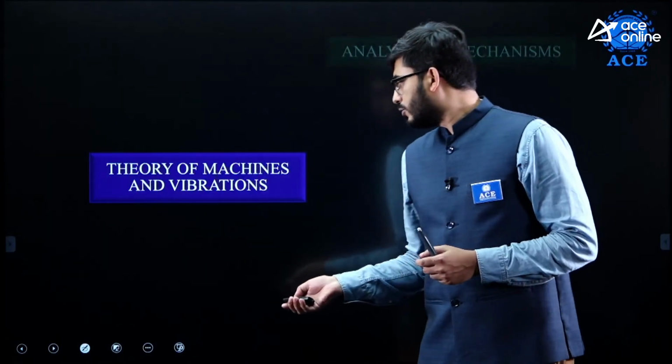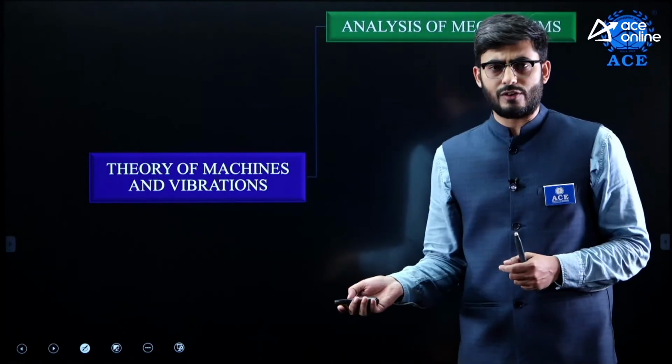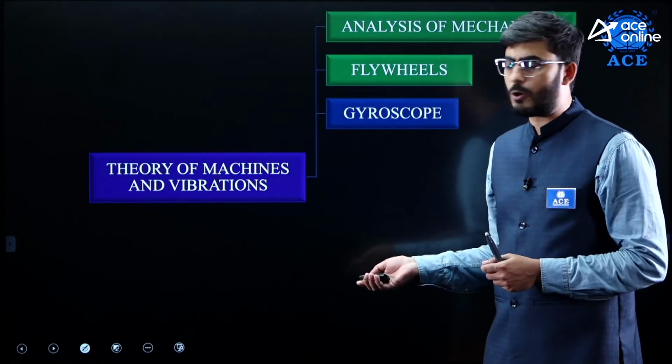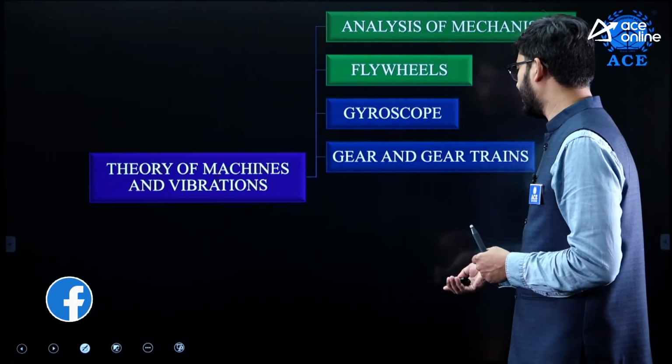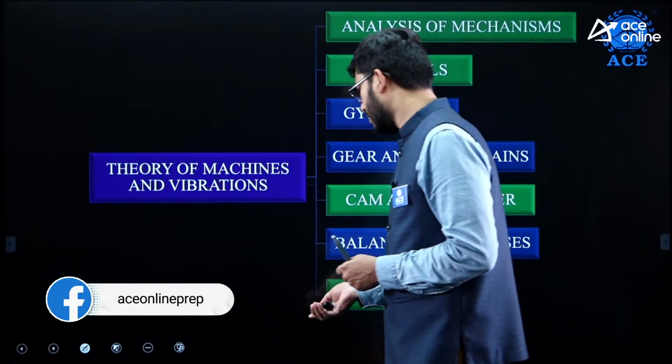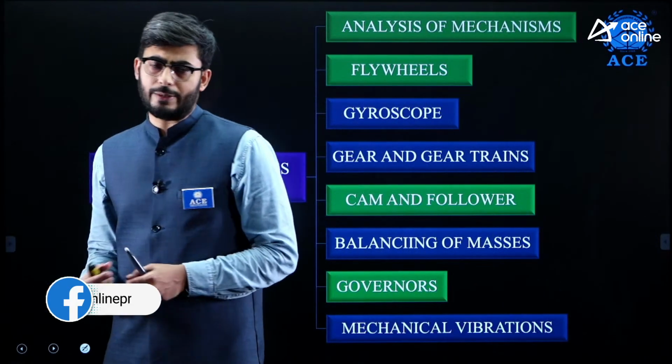Let us see the list of topics we are going to discuss in this subject. The first topic is analysis of mechanisms. Next is flywheels, followed by gyroscope. Next are gears and gear trains, cams and followers, balancing of masses, governors, and mechanical vibrations.